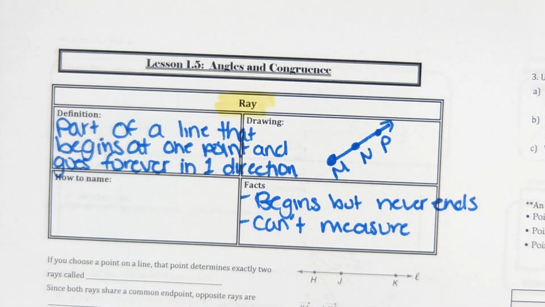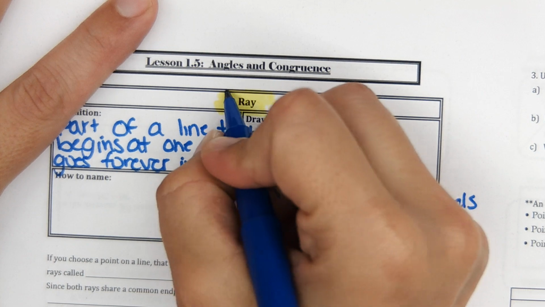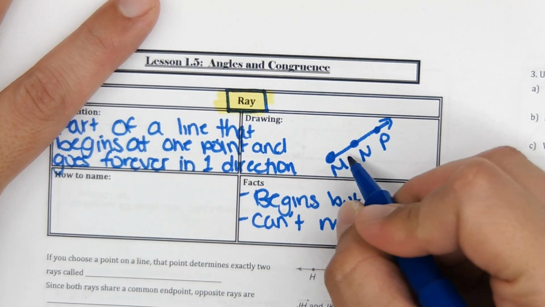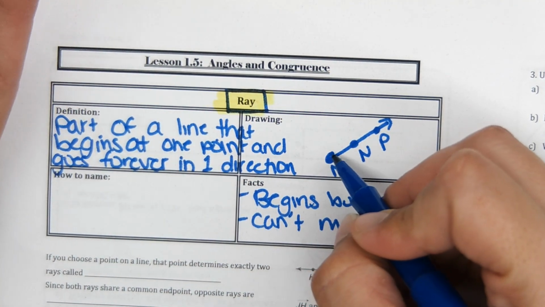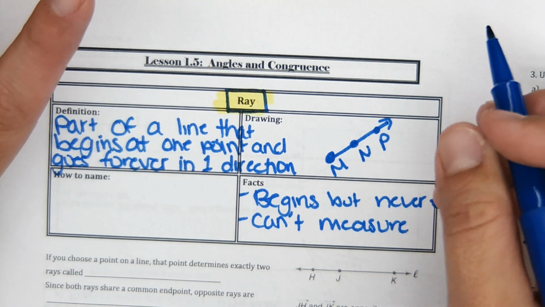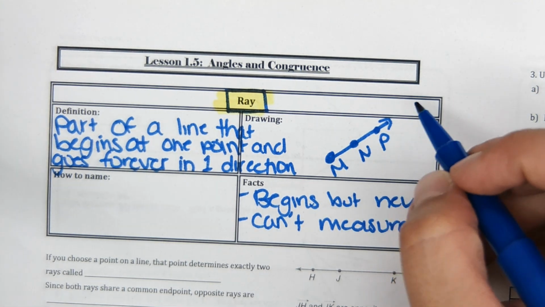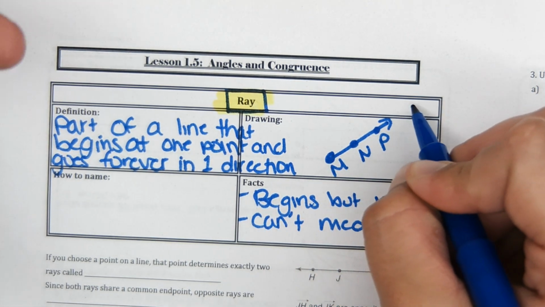The first box that you started filling in here is on rays. Ray, you may have heard that word before. A ray looks like this. It has an endpoint and then it goes on forever and ever in just one direction. So this is a ray. This is what it looks like. An endpoint, and it goes on forever.